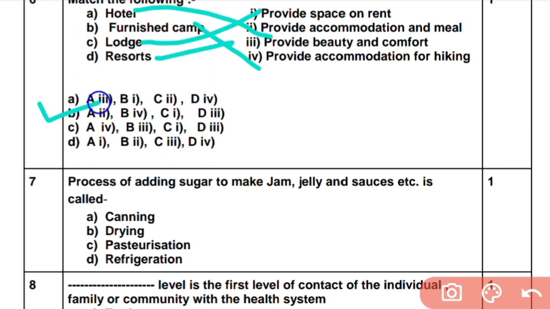Process of adding sugar to make jam, jelly and sauces etc. is called? What is it called? Canning, drying, pasteurization or refrigeration? Canning. If you are making jam, you have to add sugar and this is canning. Obviously, drying and pasteurization, pasteurization is for milk. With that you cannot make jam or jelly.